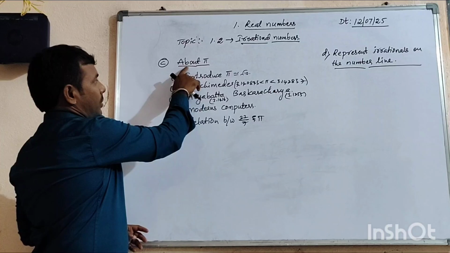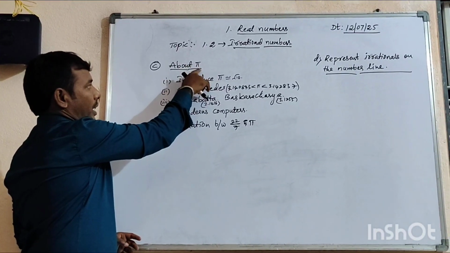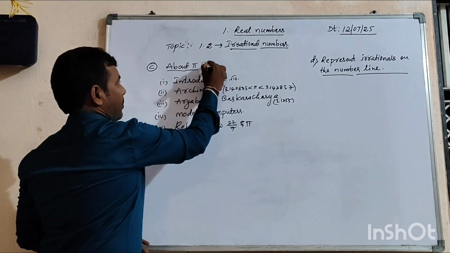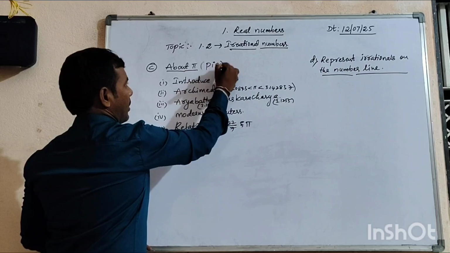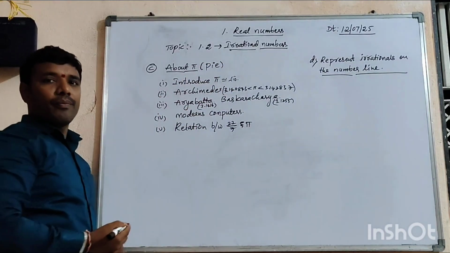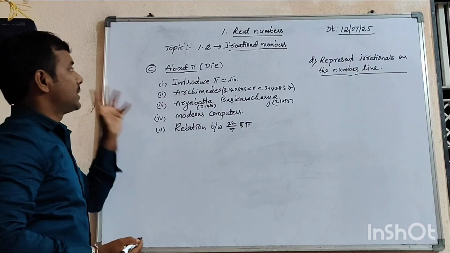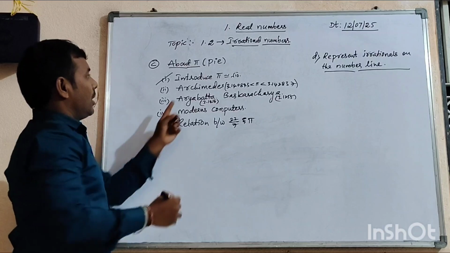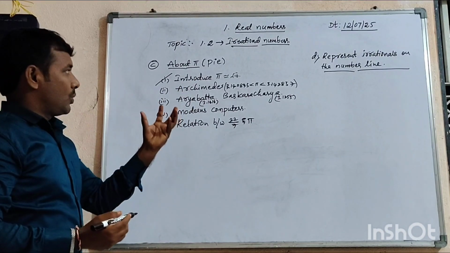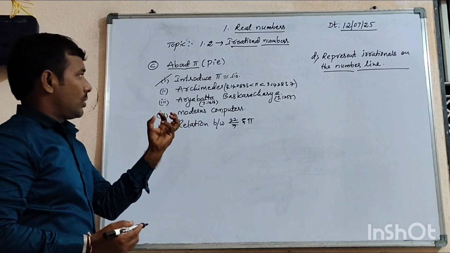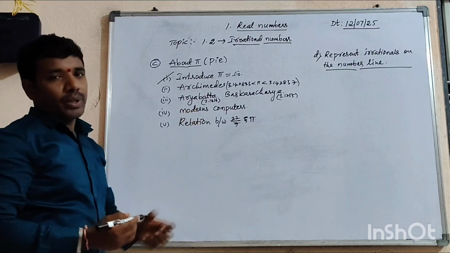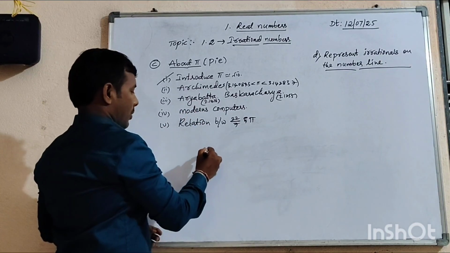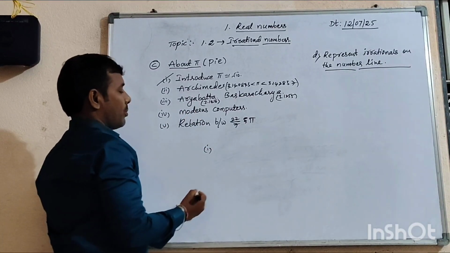C is nothing but we want to discuss about pi. What is this? P-I-E. Pi. Actually, what is the first point to introduce? How to introduce pi. See, now I am discussing Roman number 1.